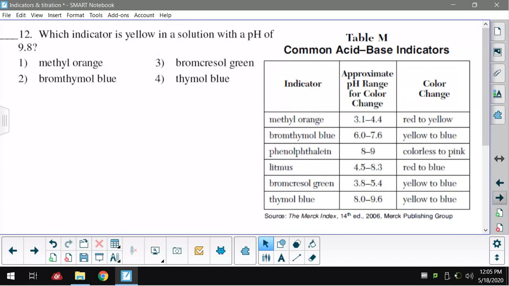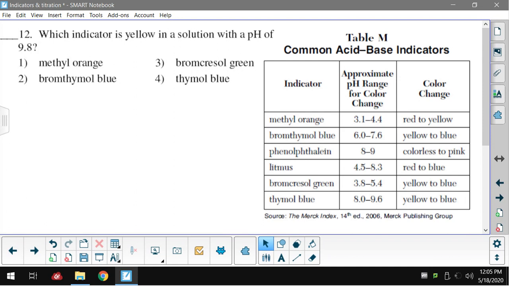Which indicator is yellow in a solution with a pH of 9.8? Well, we want it to be yellow. Methyl orange is yellow when it's 4.4 or higher. Well, 9.8 is higher than 4.4, so that would be it. Let's keep going, to make sure. Bromothymol blue: 9.8 is higher than 7.6. That's blue, so that's not going to be it.